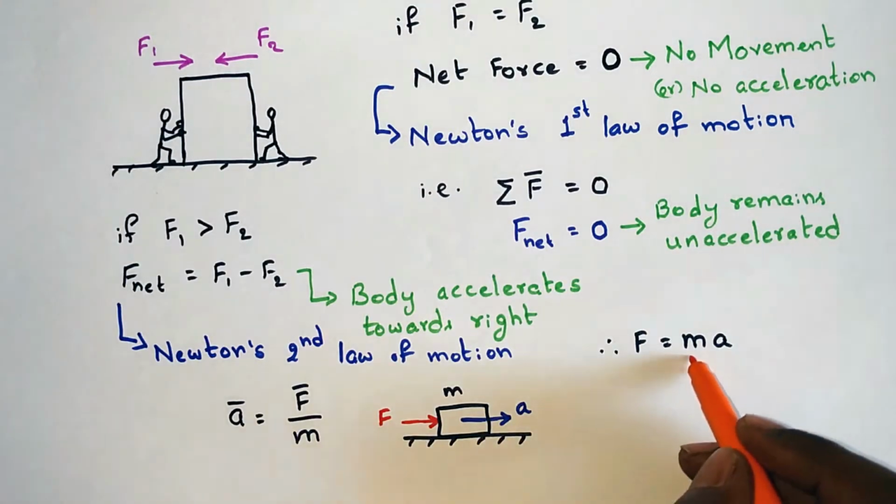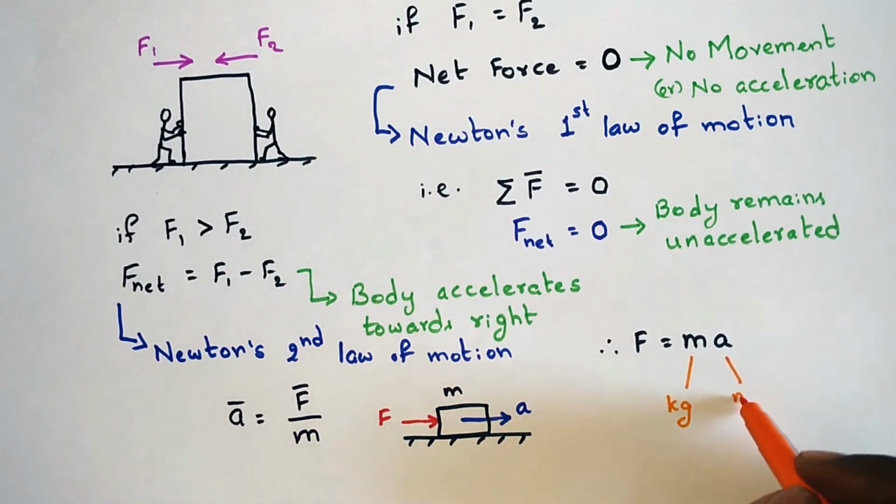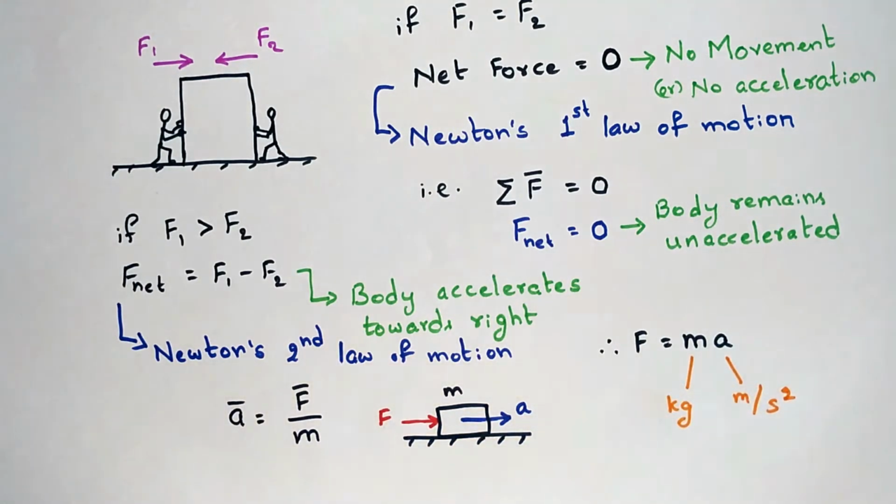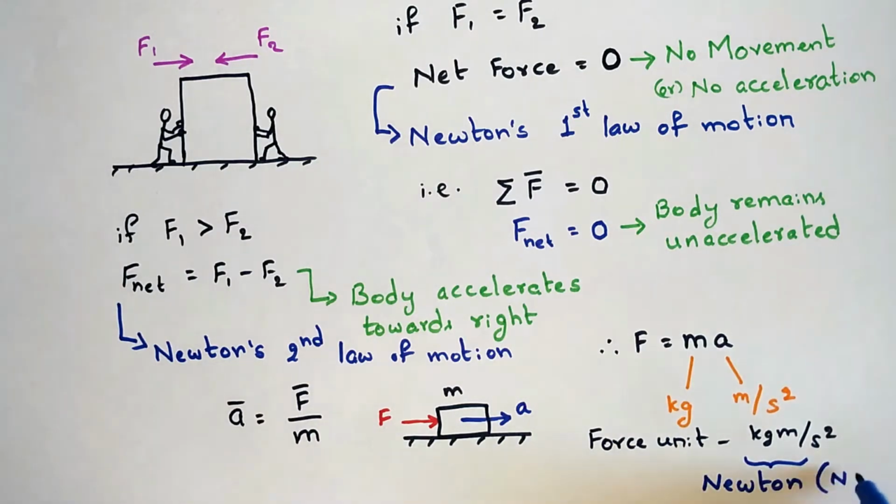And as we know, SI unit of mass is kilogram and the SI unit of acceleration is meter per second square. Thus, we can write the SI unit of force as kg meter per second square, which is also called as Newton, which is denoted by the letter capital N.